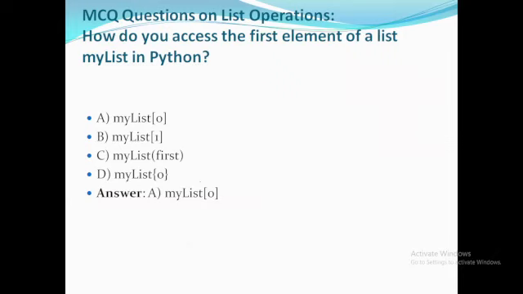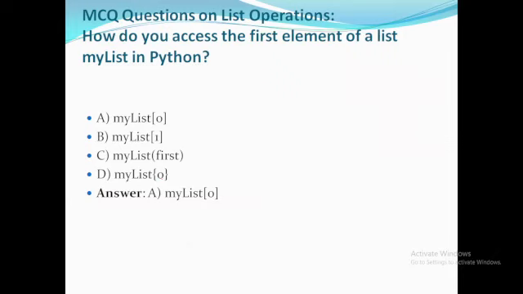MCQ on list operation. List is a feature. Dictionary is there. In a dictionary we have key value pairs, but a list is like a list. How do you access the first element of the list, my list, in Python? In data structures, we study the concept of linked list and array. In an array, we have index numbers. If we want to access the first element, you need to see these syntaxes: my list 0, my list 1, my list first. It is my list, big bracket, 0.